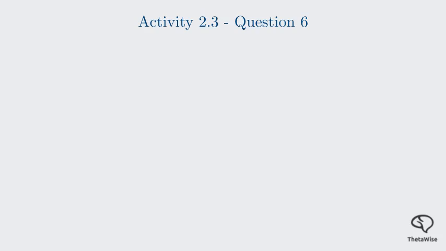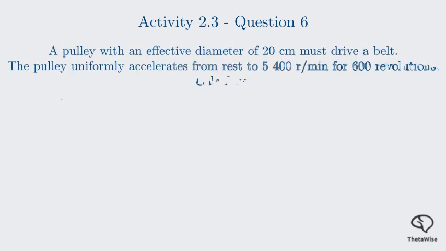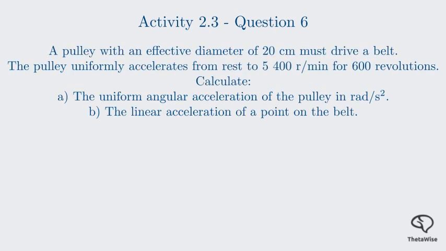A pulley with an effective diameter of 20 centimeters must drive a belt. The pulley uniformly accelerates from rest to 5,400 revolutions per minute for 600 revolutions. Calculate A, the uniform angular acceleration of the pulley in radians per second squared. B, the linear acceleration of a point on the belt. This problem requires us to use the kinematic equations for rotational motion.